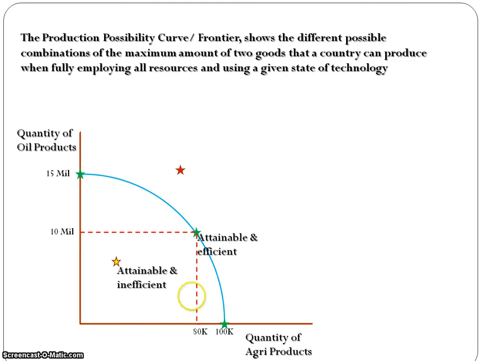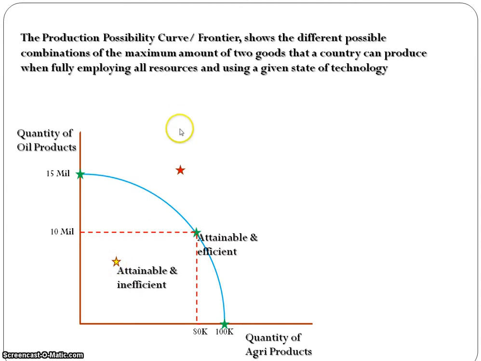The star within the line, the boundary, is an attainable choice, but it is inefficient. Why do I define it as being inefficient? Well, remember, the curve in itself is drawn on the assumption that resources have been fully utilized. Therefore, if you choose a production choice within the boundary, it means it is attainable, but resources are not being fully utilized. It therefore means that it is an inefficient choice.